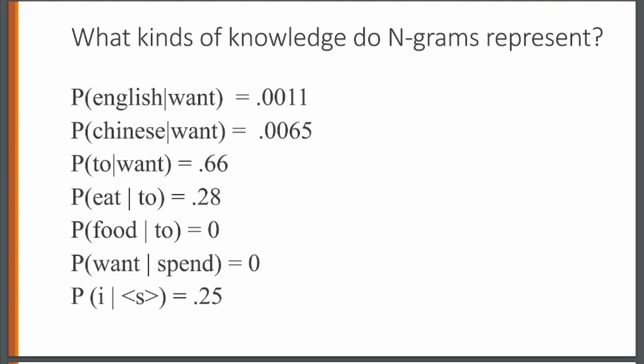So that really tells us a lot about this corpus, right? What's going on there, right? A quarter of these sentences start with I. And 2/3 of the occurrences of the word want are followed by to.